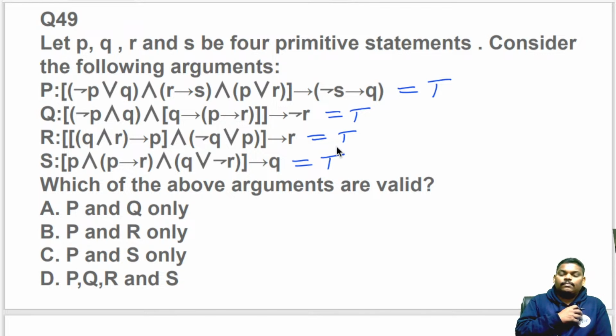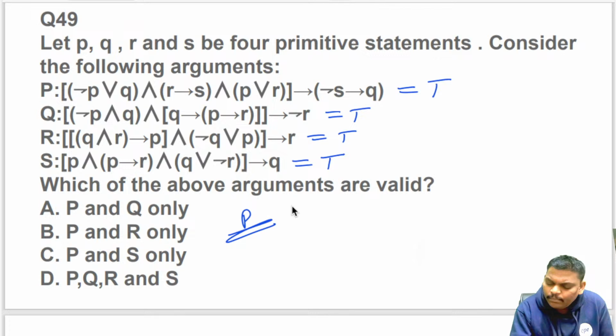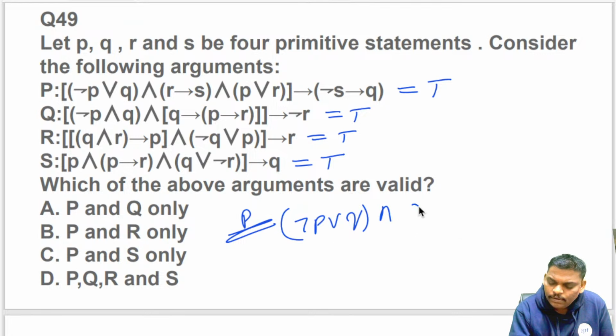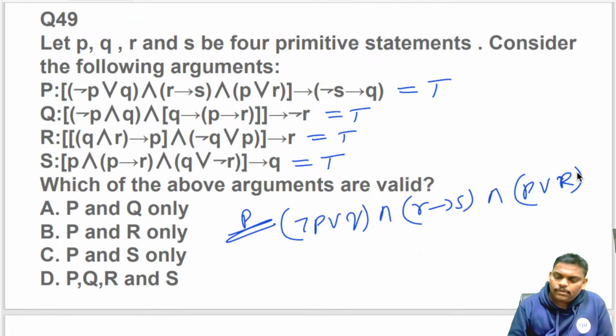So what is the answer? Normal thing only. I am trying for P: negation P or Q, and R goes to S, and P R implies something, negation something like that.